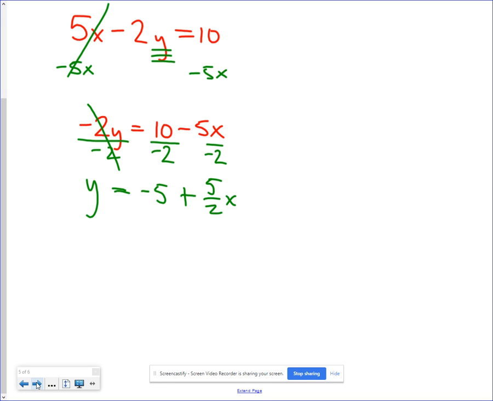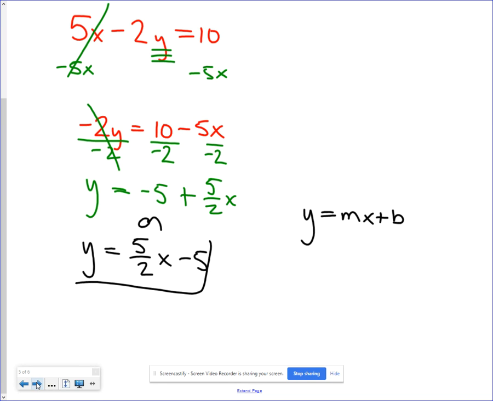Okay, this should remind you of that thing that we learned about last year. y equals mx plus b. So what I like to do when I have an equation involving y and x, and I'm solving for y, I just like to rewrite it so it's in that form. I just like to have the x first. You don't have to do this. Either one of these is correct.